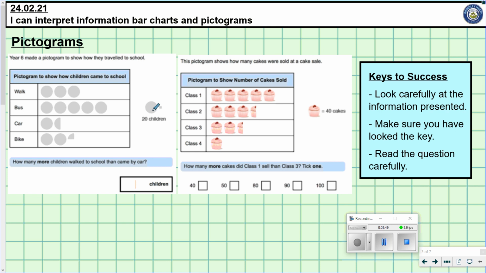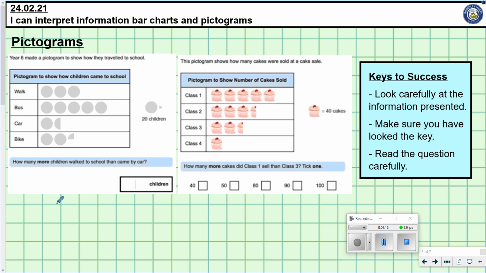Here it tells us that a circle equals 20 children. And the second one, it tells us a cake equals 40 cakes. Okay, and then read the question really carefully. Two of you got in touch with me yesterday about the line graphs questions, telling me that there was a mistake with the question, and it was just that we hadn't read that question really carefully. Okay, so first little question we'll have a look at together then.